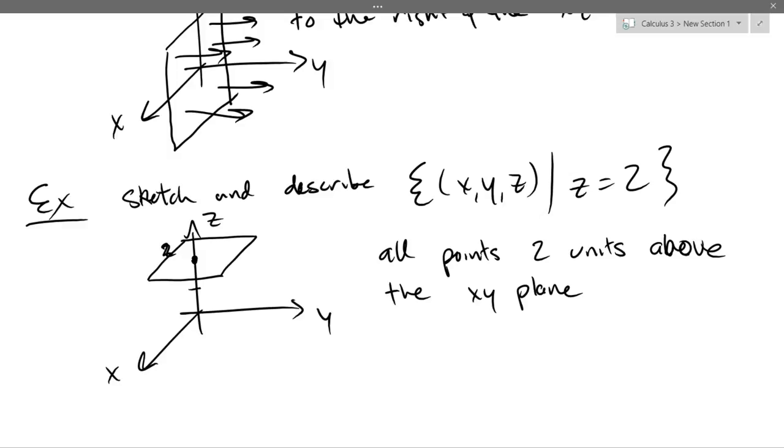So it'll be all points 2 units above the xy plane. So that's our z equals 2.